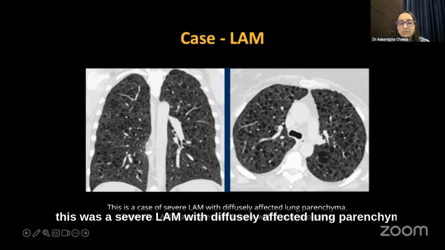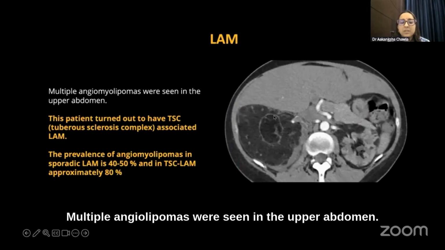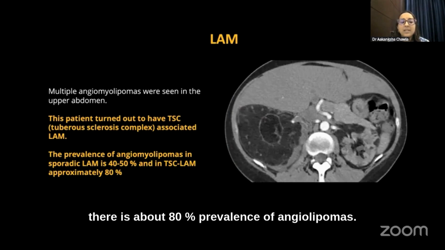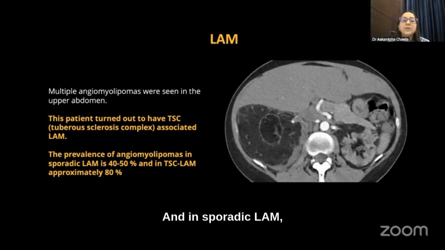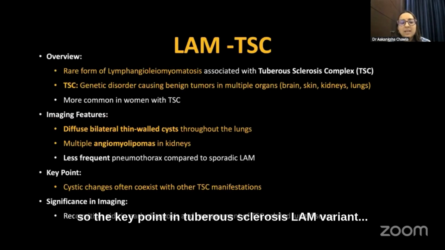So this was a severe LAM with diffusely affected lung parenchyma, and multiple angiolipomas were seen in the upper abdomen. And with the tuberous sclerosis complex LAM variant, there is about 80% prevalence of angiolipomas. And in sporadic LAM, only 40 to 50% angiolipomas are seen. So the key point in the tuberous sclerosis LAM variant is basically that cystic changes often coexist with other TSC manifestations. So LAM would have a similar presentation, but then the other skin manifestations, or brain and kidney manifestations, may also be present in the tuberous sclerosis complex variant.